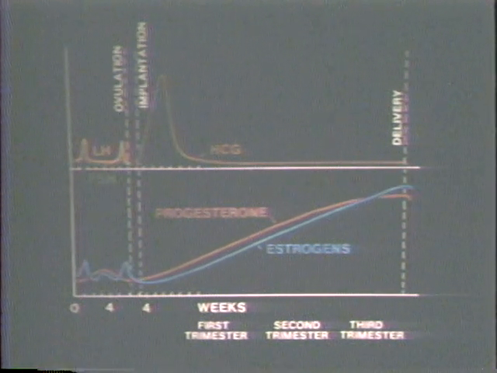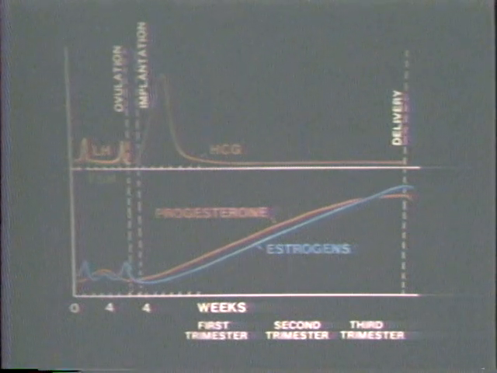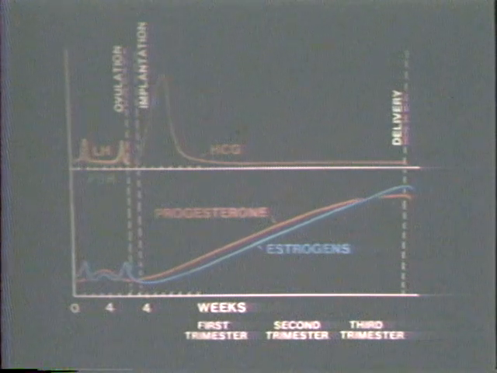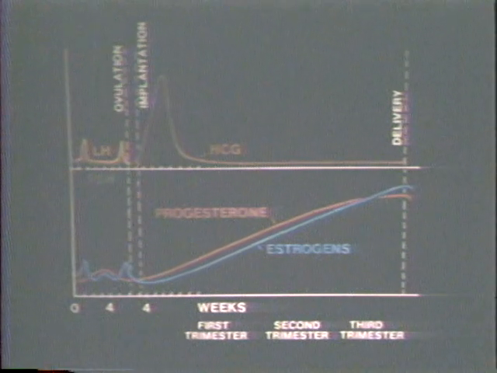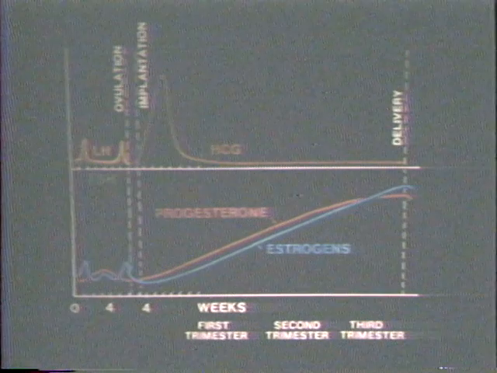By the end of the first trimester, the placenta is well established and is secreting large quantities of estrogens and progesterone. Thus the corpus luteum is no longer needed, and it involutes due to the decrease in secretion of HCG.